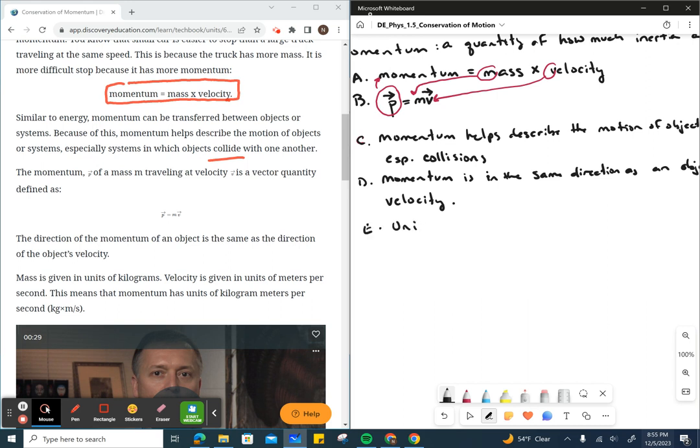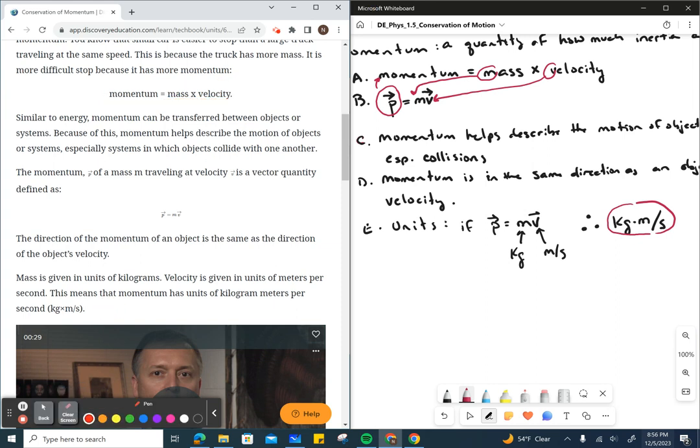The units for momentum. Since P equals mv, and mass is in kilograms, right, and velocity is in meters per second, then m times v is going to give you units of kilograms times meters per second. Okay, that's going to be your units when we're talking about momentum.